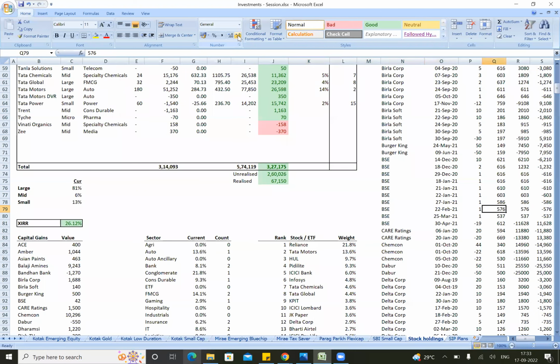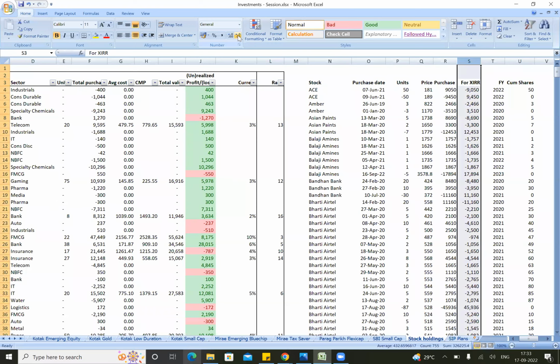Now, how this entire thing has helped me. One additional thing is to calculate XIRR. So today my XIRR from my portfolio, right from my day 1 to my day last, is 26.12%. How have I calculated this? Because I have each and every date over here, plus each and every outflow or inflow over here.